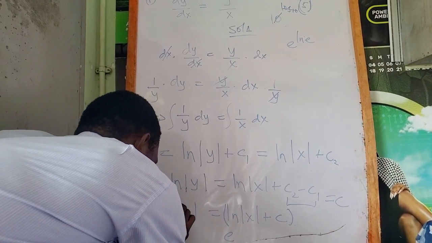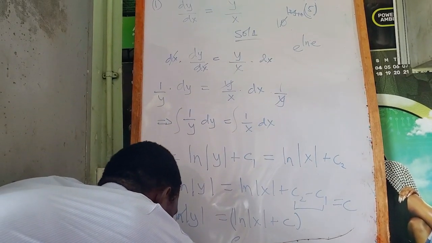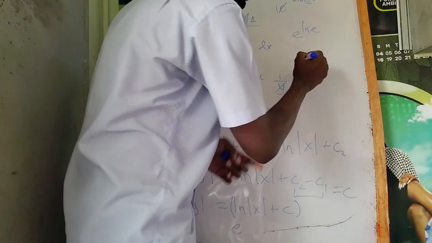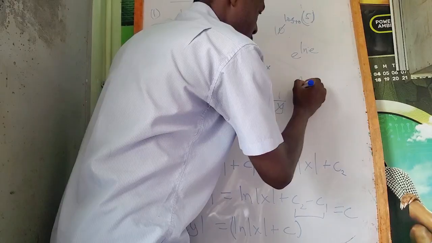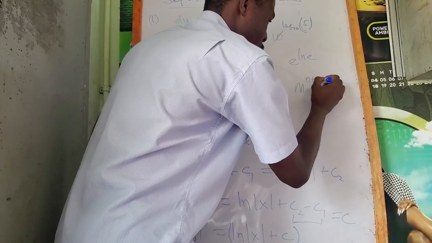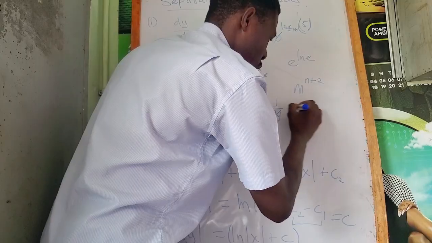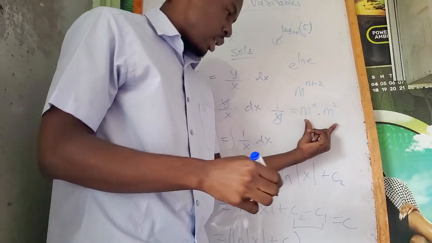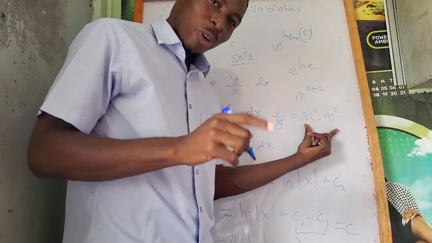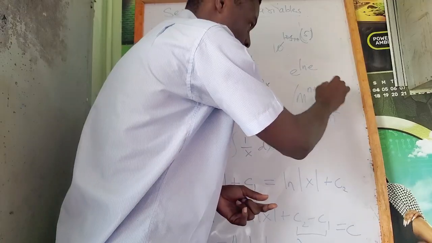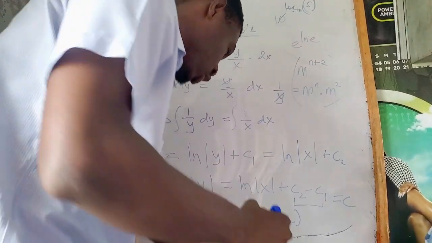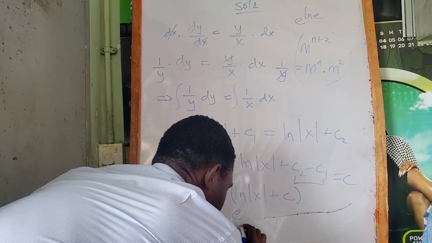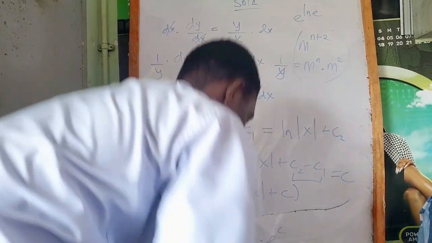Now e will get rid of the natural log, leaving you with y to be equal to. Now remember from your laws of indices that when you have, let's say, m to the n plus 2, this means that this is equal to m to the n times m to the 2, from your laws of indices. So we are going to apply this knowledge right here. So this will be equal to e to the ln of x times e to the c.